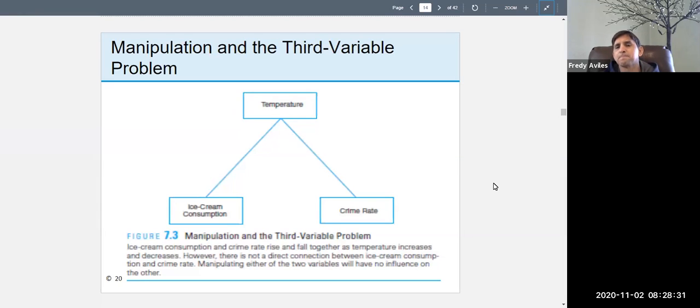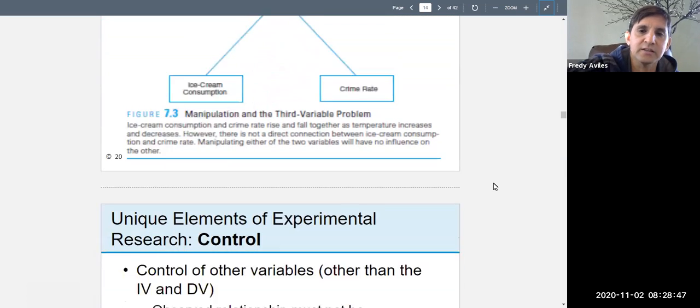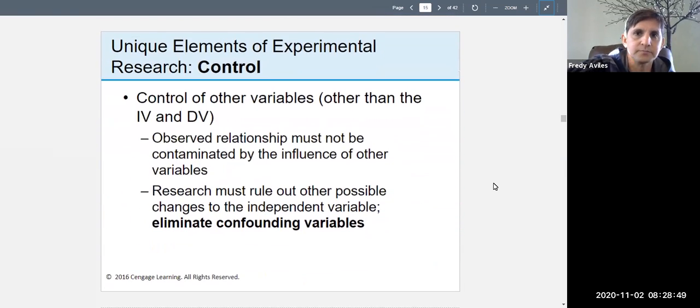So an experiment could also solve this third variable problem, okay? When you have two things that seem to be related, but the relationship doesn't make any sense, it probably means that there's a third thing that explains both of them. There's a third thing that's causing both of those things.